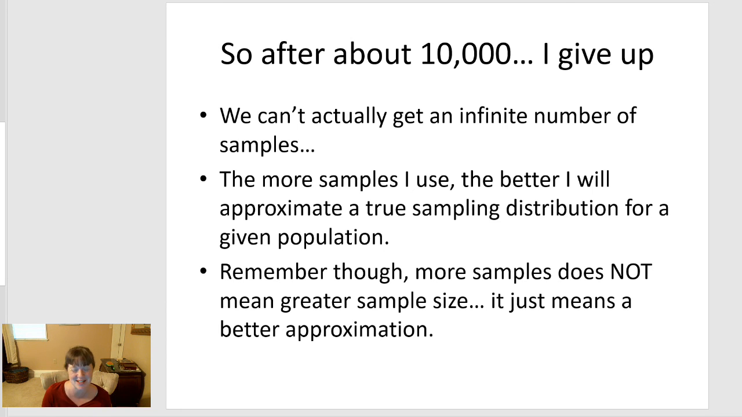When we're actually trying to test our theories, when we test the sampling distribution, even computers can't calculate an infinite number of averages because infinity would take literally forever. So even when we're just trying to approximate a sampling distribution, after about 10,000, I give up. But remember, if I grab 10,000 samples, 10,000 is just trying to approximate infinity. Does that make sense? And the more samples I grab, 10,000 samples, 100,000 samples, I'm just trying to get close to a true sampling distribution. And the more samples I get, the better approximation I'm going to have of infinity.